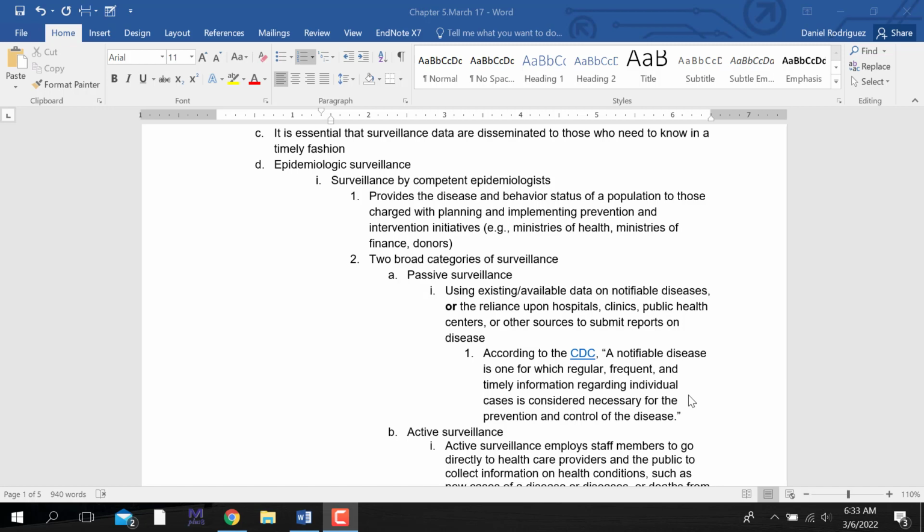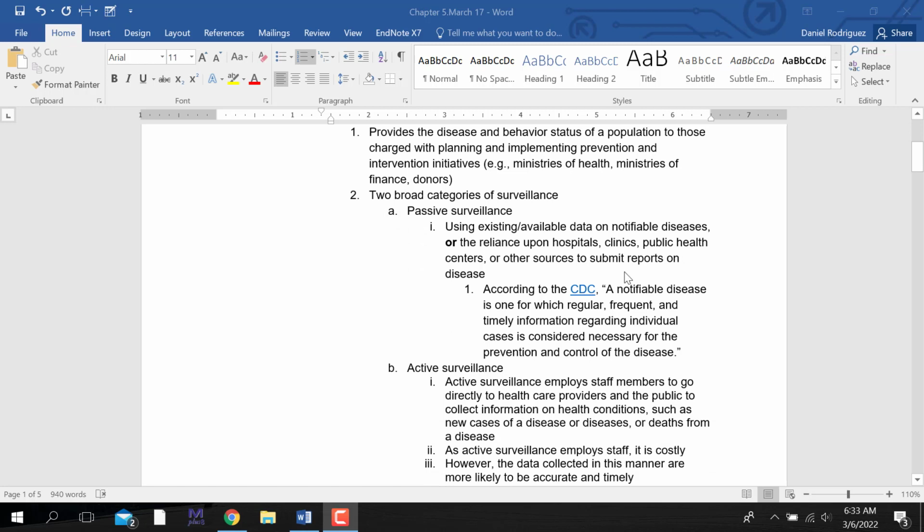There are two broad categories of surveillance. One is passive surveillance and the other is active surveillance. In passive surveillance, we depend on reporting by people in the field, right? So for instance, with what's called a notifiable disease, these are more severe diseases that we really need to have information on, we rely on healthcare providers to provide us with numbers. That's all good in theory, but sometimes people are very busy and they forget.